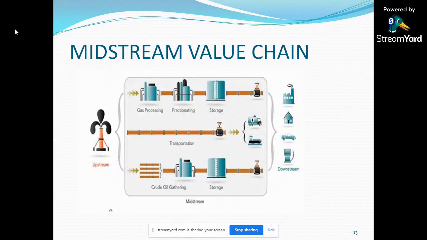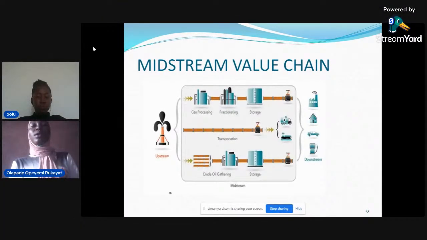So the natural gas liquid comprises ethane, propane, butane, and pentane. So it's at this point they will be separated and then taken into the storage tanks and then possibly transported either through the pipelines, the ship, or through the lorries, or truck rather.